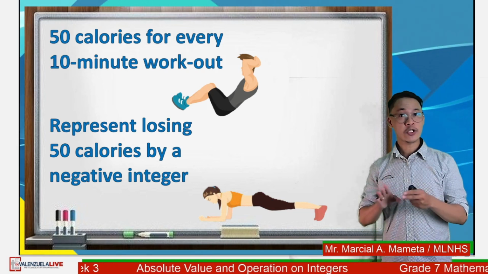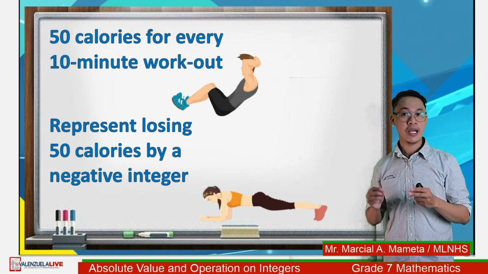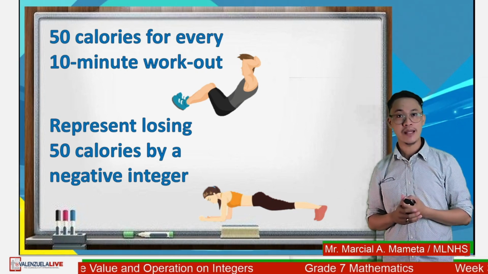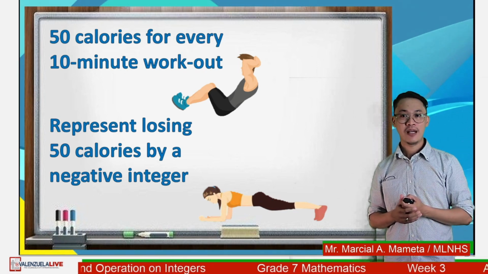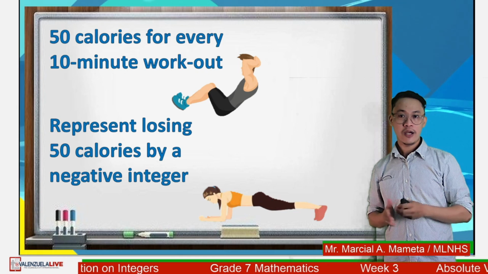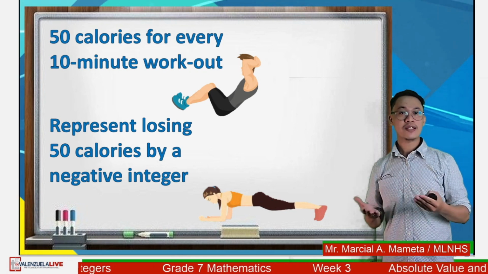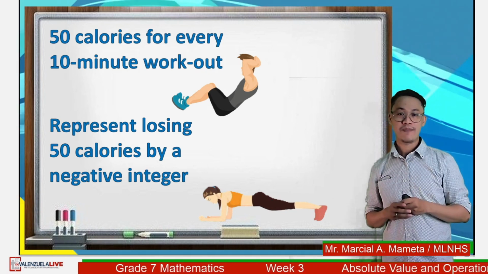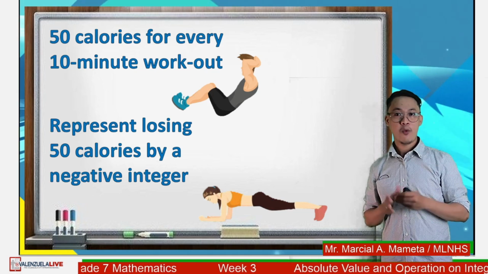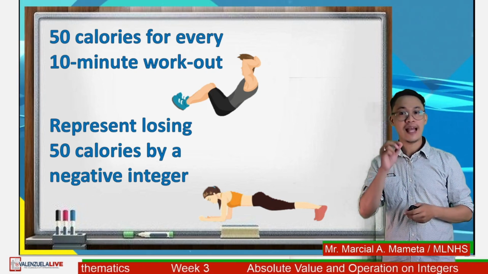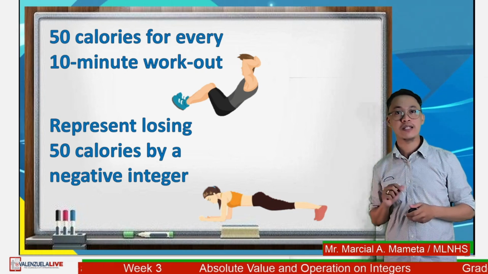Let's say a person loses 50 calories for every 10-minute workout. During the quarantine period, you decided to do one set each day for 5 days. How many calories would you lose due to workout at the end of 5 days?